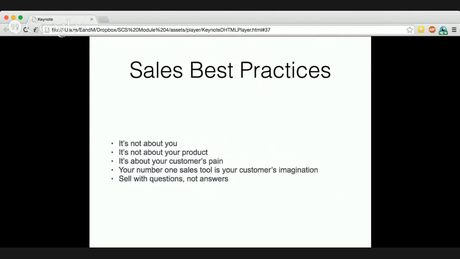It's not about you, it's about your customer. It's not about your product, it's about your customer. It's about your customer's pain. Remember that your number one sales tool is your customer's imagination, and the tool that I'm going to share with you, the Opportunity Audit, uses that to great effect.